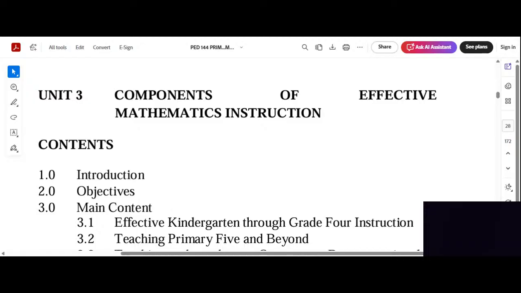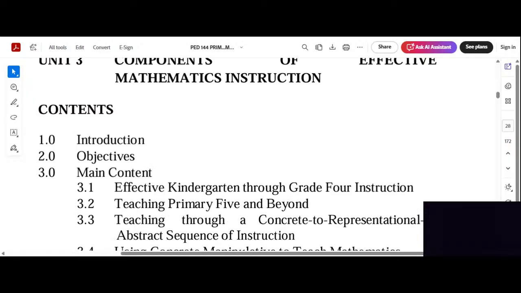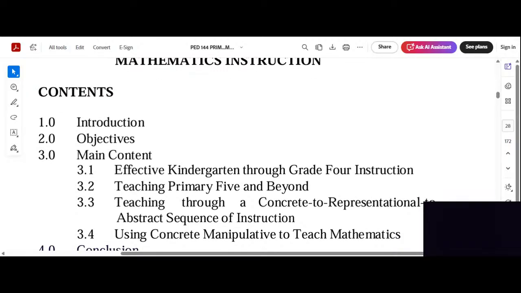And what we are going to look at in that unit, we have just a few things to consider. One is the effective kindergarten to grade 4 instruction. That means a type of instruction style that fits kindergarten kids and all through grade 4 level, so that for their category, we have an effective method for instructing them in mathematics. The second thing is teaching primary 5 and beyond. So kindergarten to grade 4, that is primary 4, one method. Primary 5 and beyond, another method.